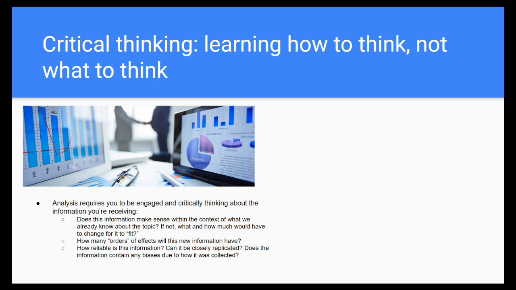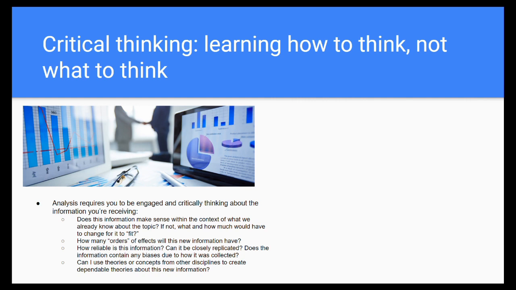Can it be closely replicated? Like the information that you're looking at or reading, can you actually try to do the things that are being described here and come to the same conclusion, or go through the logic of what they're going through and come to the same conclusion? And finally, does the source of information contain any biases, or was there any bias in how the information was collected? It's an important thing to understand, right? It's very often that political biases seep into information, especially on the internet, and it's critical that you understand how to differentiate reliable information from partisan propaganda.